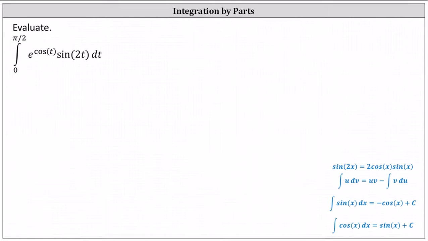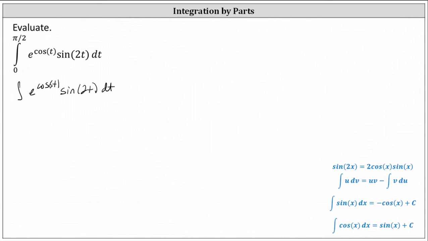We want to evaluate the definite integral, which will require substitution as well as integration by parts. Before we evaluate the definite integral, let's determine the antiderivative or evaluate the indefinite integral. So for right now, we'll leave off the limits of integration and consider the integral of e to the power of cosine t times sine 2t dt.